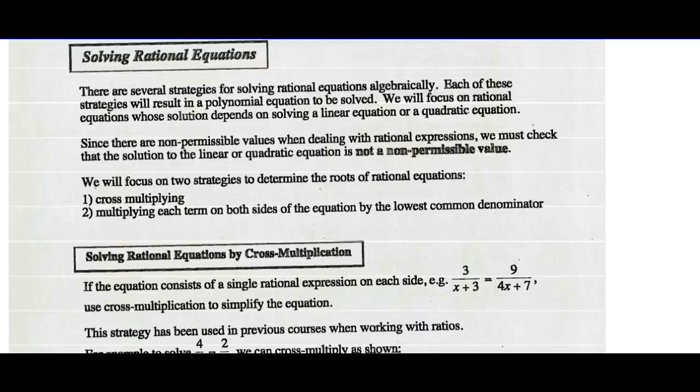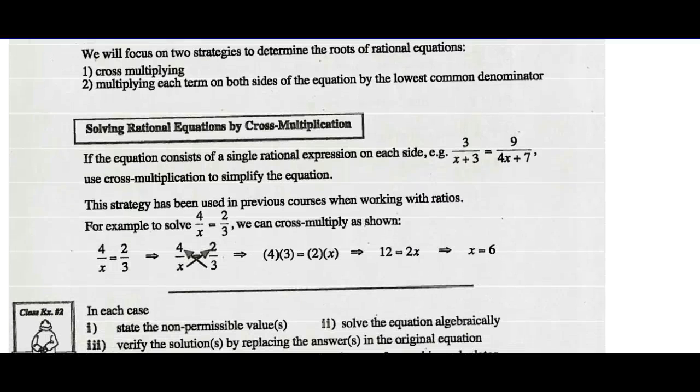Since there are non-permissible values when dealing with rational expressions, we must always check that the solution to the linear or quadratic equation is not a non-permissible value. All right, we can't have a solution that's not permissible, so we always want to check those. We're going to focus on two types of strategies to solve rational equations: cross-multiplying and multiplying each term on both sides of the equation by the lowest common denominator. So either one of those two methods is going to work best for us.